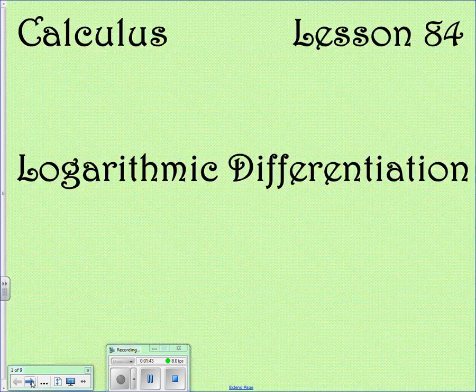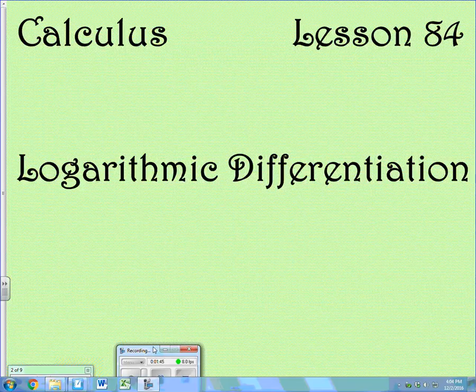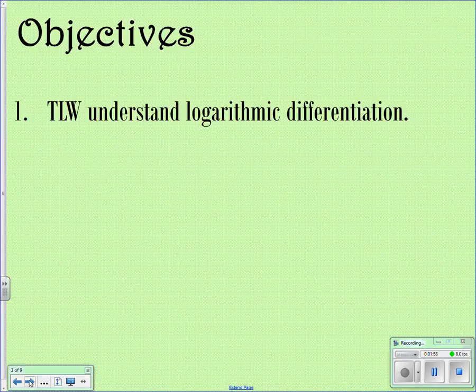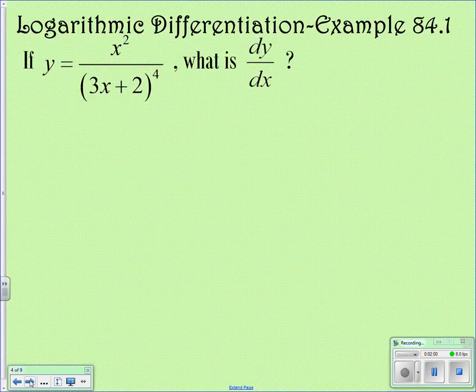Okay, so we are looking at lesson 84 today. We're looking at logarithmic differentiation. So hopefully after this lesson, you'll be able to do log differentiation.